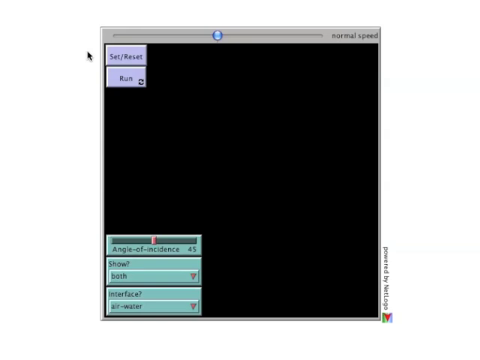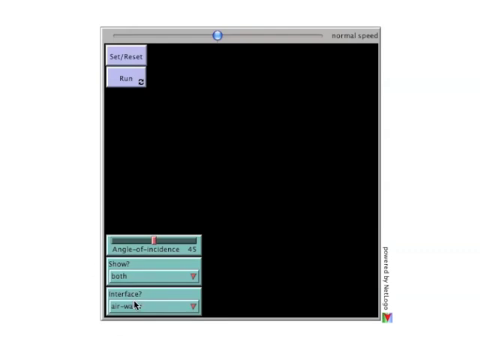Once initialized, the model will allow the angle of incidence of a light ray falling on a flat surface to be manipulated. The angle of incidence slider allows the angle of incidence to be adjusted from 0 to 89 degrees. The initial setting shows the paths taken by both the reflected and refracted rays of light. The Show selector makes it possible to view either the reflected or the refracted rays alone.